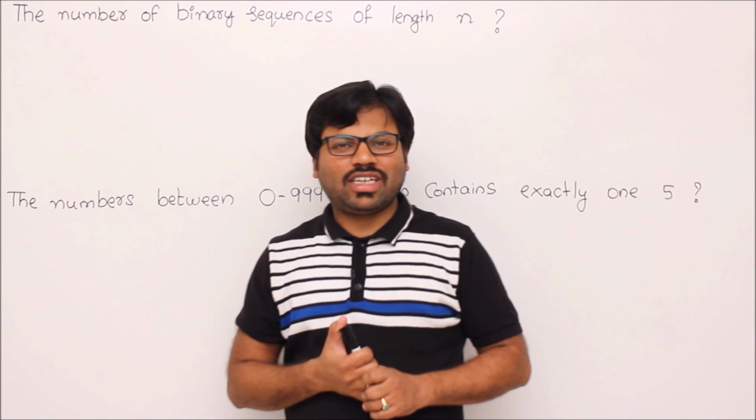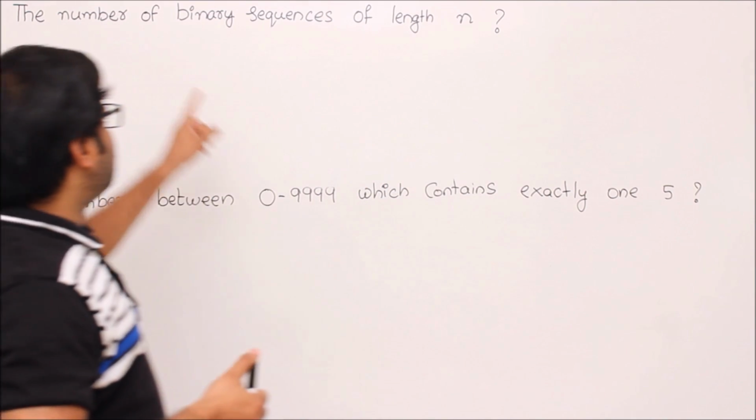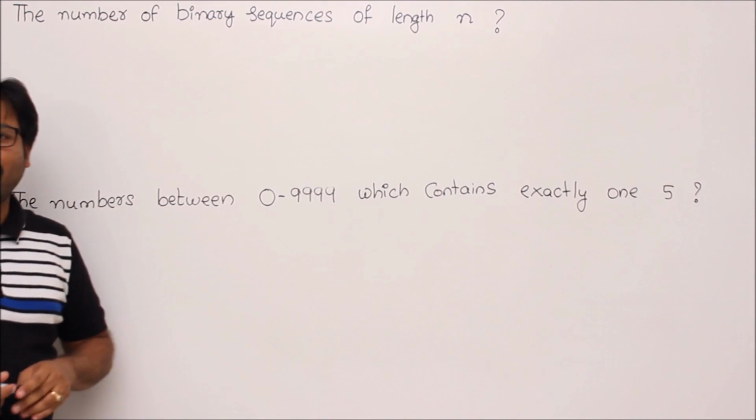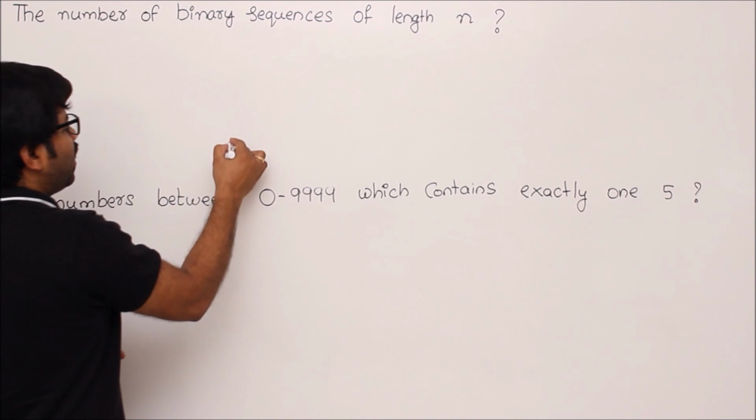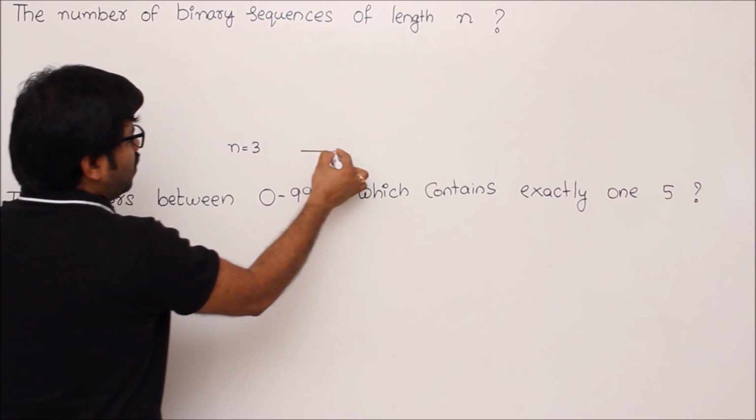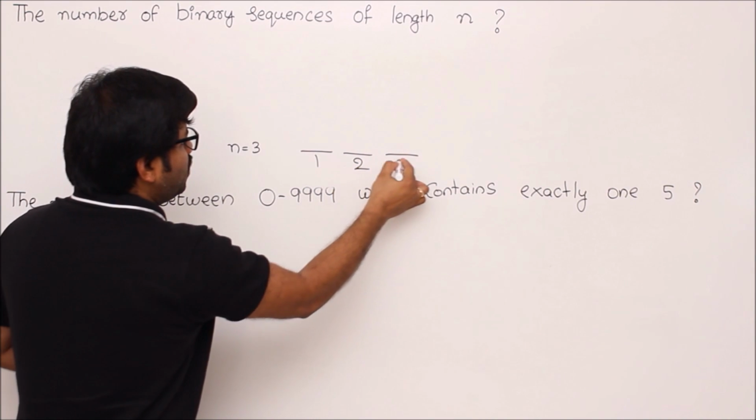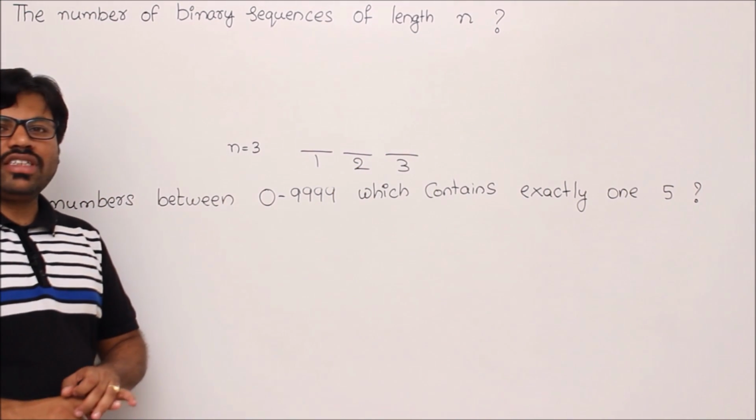Let's discuss some problems related to the product rule. First, start with this problem: the number of binary sequences of length n. Let me take n value 3 and understand the problem. Let's take 3 positions, the number of binary sequences with 3 positions.